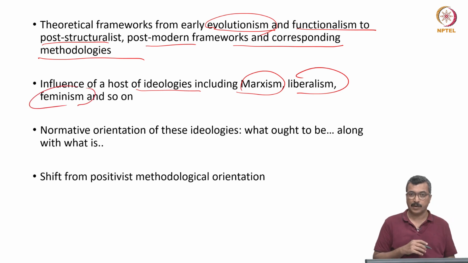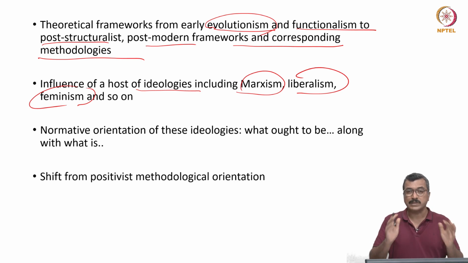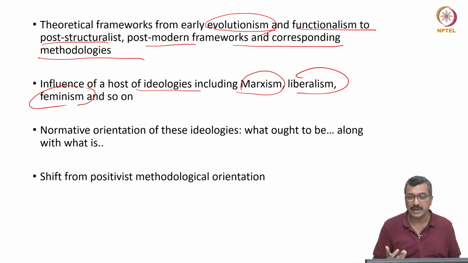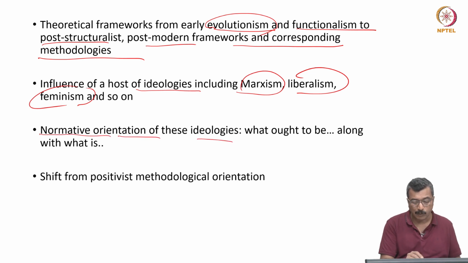So as we mentioned, these are intellectual initiatives, but they are also deeply political. As social science theories, these theories cannot be separated from political ideas, because political ideas not only offer important insights to understand a certain thing, but also have a normative concern. It actually prescribes a certain kind of society in future. It has that kind of normative commitment. So these political theories and ideologies have influenced the kind of theories and methodologies. That's the point: the normative orientation of these ideologies, what ought to be along with what is.